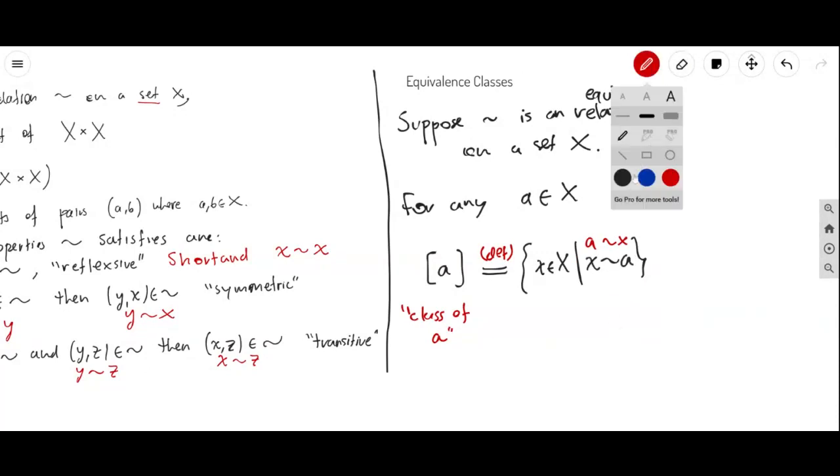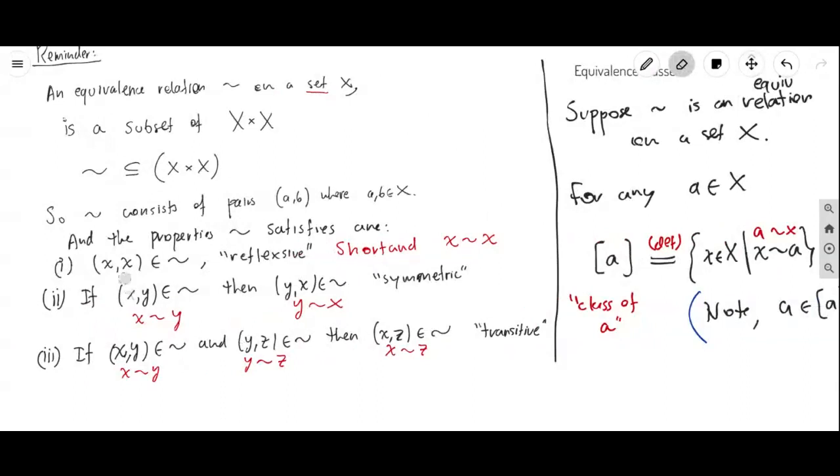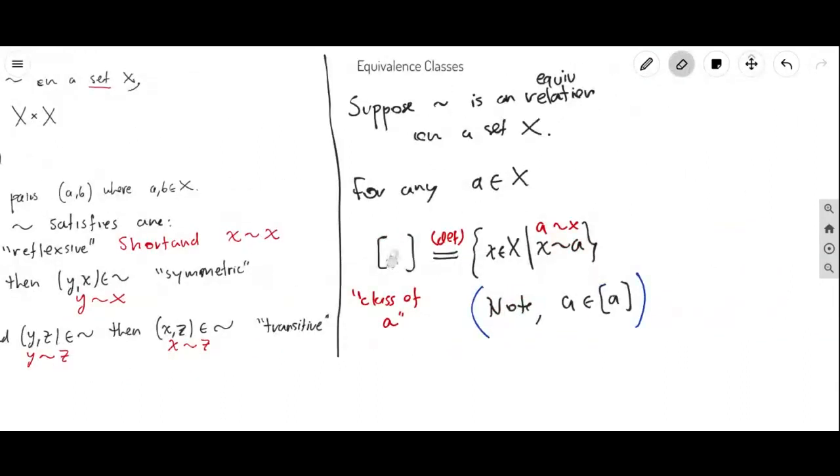And also, just to note something, an element always belongs to its class. This follows from the reflexive property, that x is always related to itself. So the class of a is the collection of elements that are related to a. So a is always related to itself because of the reflexive property. So a is an element of its class. Sometimes that's the only element in the class, but you always have that, so it's not an empty set.